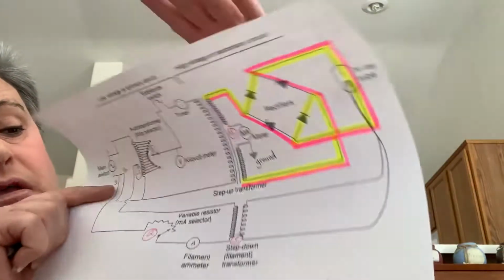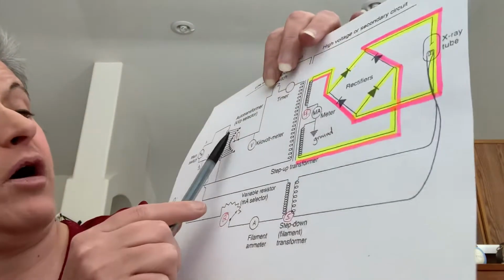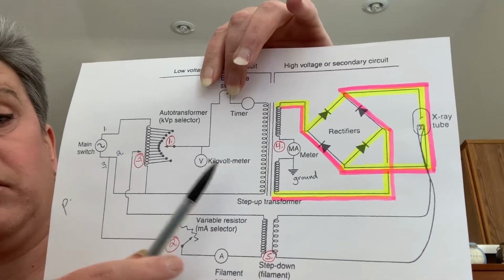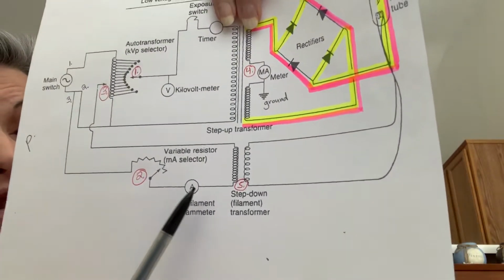The kilovolt meter will read the setting of 120 kVp at 25 MA. Here is the kilovolt meter right here. The auto transformer sets the kVp, but the kilovolt meter reads the kVp. And then the filament ammeter only reads the MA, and here's the filament ammeter. It only reads the MA, and it will read it through induction.